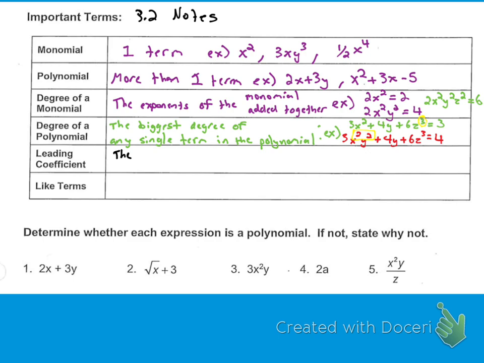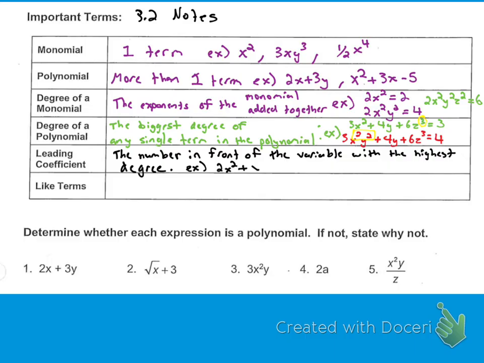Leading coefficient. The number in front of the variable with the highest degree. So it's from standard form, the first number. In this case, 2 would be the leading coefficient. And then we have like terms. Terms with the same variable and exponent.